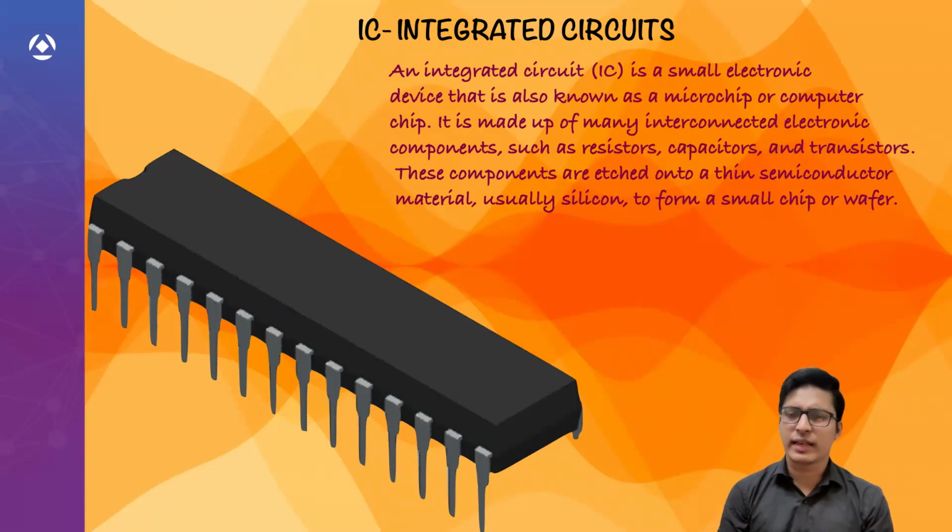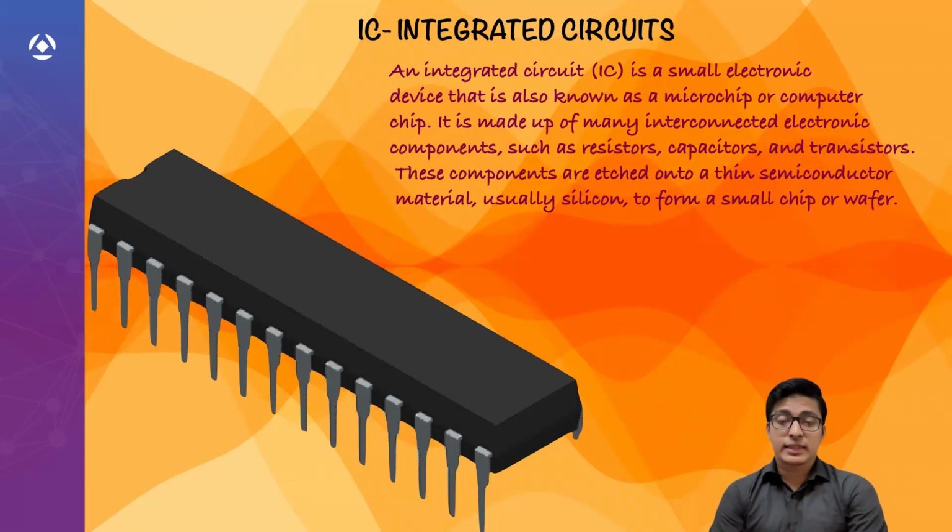In general language, people might not understand what an IC is. If you tell them, please give me an IC, they might not understand, but they will definitely understand the term microchip or computer chip. So what is it made of? The element is basically silicon, from where the name Silicon Valley comes. Now you get that.